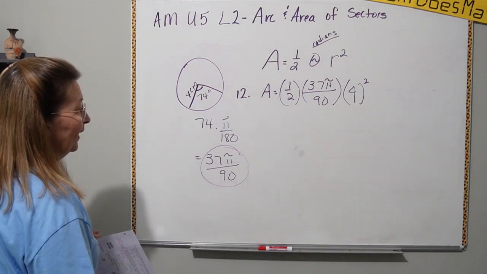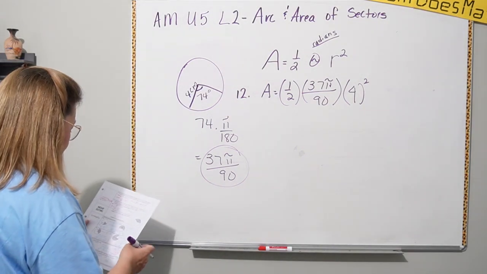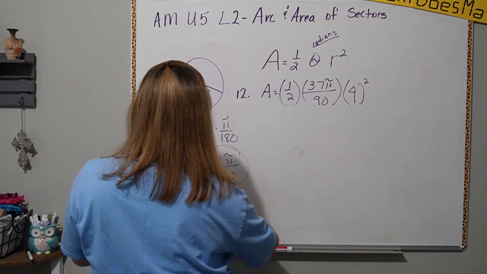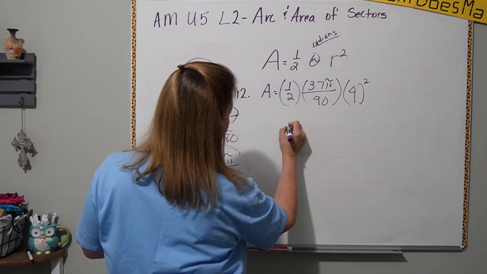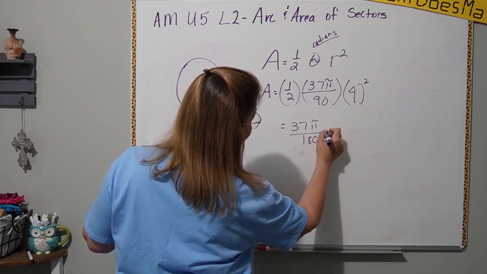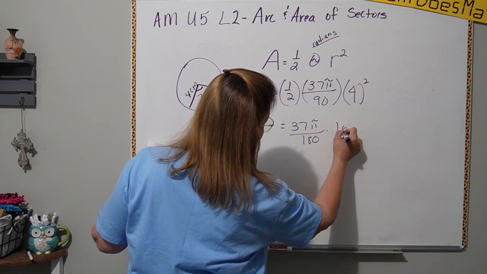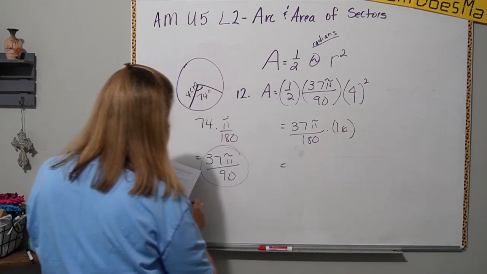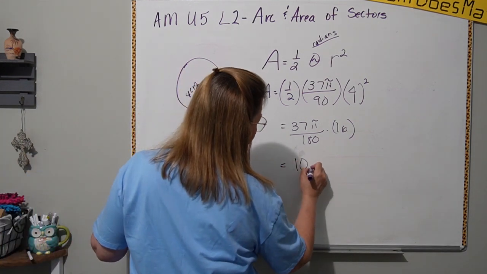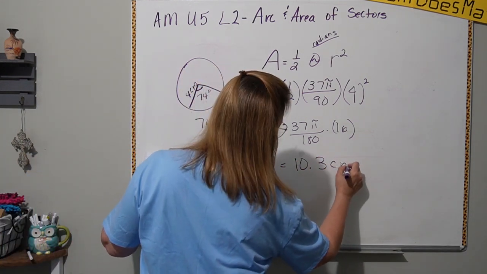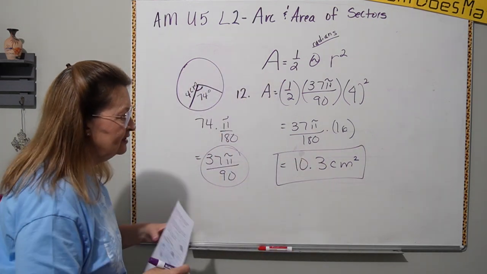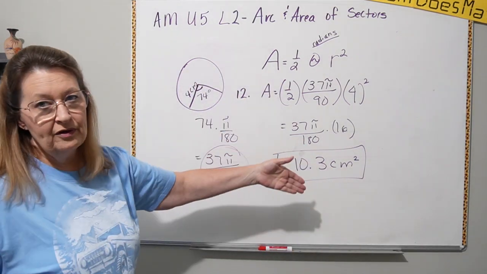Now the math is not all that complicated because you have a calculator. When you multiply 1/2 times this, that's going to give you 37 pi over 180 times 4 squared, which is 16. And then continuing to multiply and reduce, you're going to come up with a final answer of 10.3 centimeters squared.